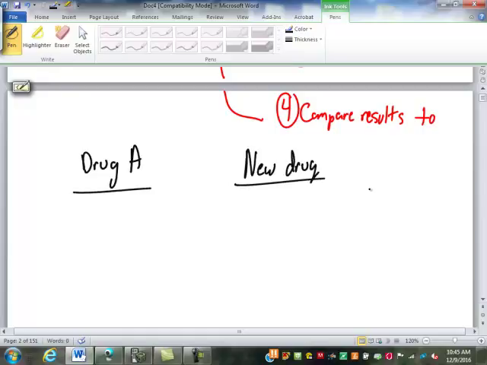Because of that, if I want to compare our new drug here to drug A, which is the standard drug that's been used for years, and we take 2 groups, we select them, we compare their ages and all that stuff, so we get 2 very, very similar groups. And in the group that gets the new drug, we have a 71% recovery. In the group that got the old drug, we have a 66% recovery. Does that mean the new drug is better?